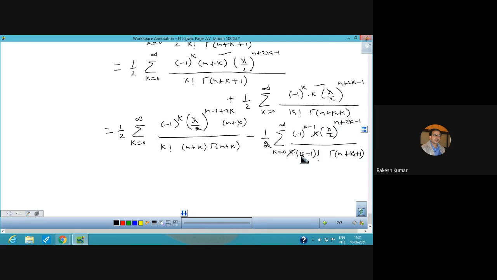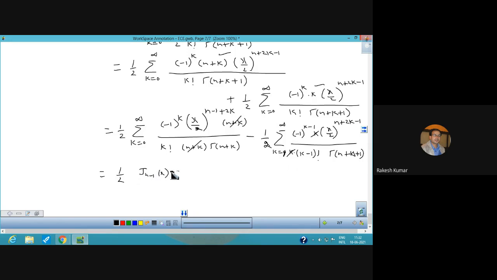So k will not vary from 0 here. Now the range will change because of this sign k minus 1. You should require plus 1. So k varies from 1 to infinity, and you will have 1 minus 1 factorial is 0 factorial, that is 1 always. So this is the adjustment we are doing. So 1 by 2 is there, and this value is clearly the value of Jn minus 1 x.